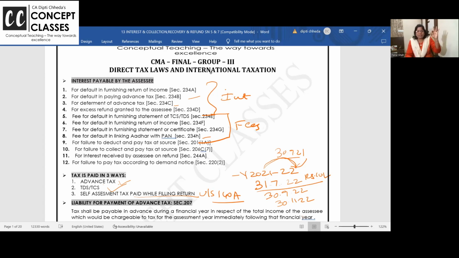Other than this, from the date you were liable to deduct TDS till the date you actually deducted it, interest is 1%. And once you deducted it and until you pay to the government, 1.5%. Same for TCS: the day you had to collect and remit it to the government, if there is a delay, interest applies. 234D is what interest you receive on refund. And last, whenever a demand notice is given, you have to pay the tax within 30 days or whatever lesser time they have given.